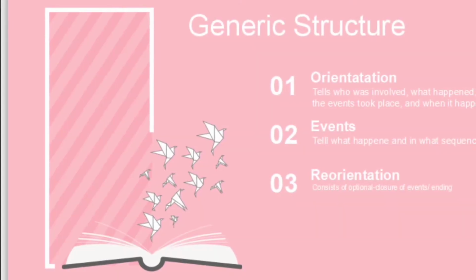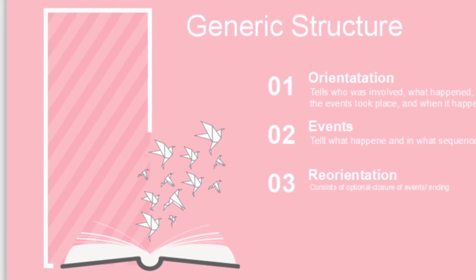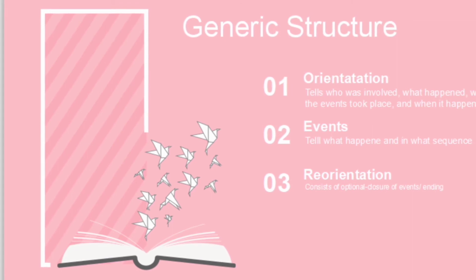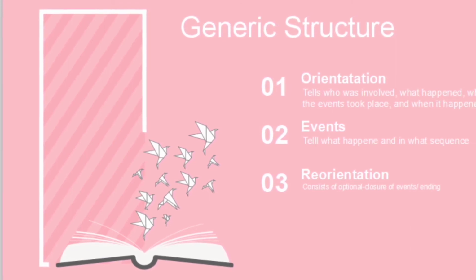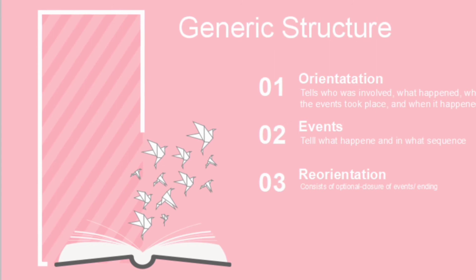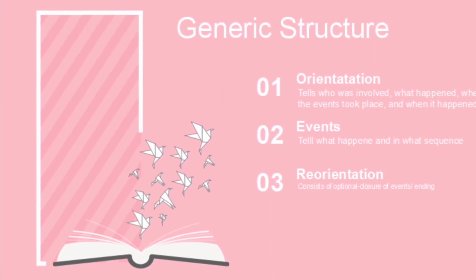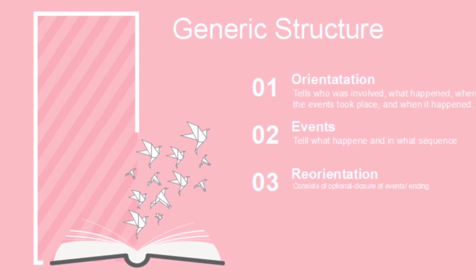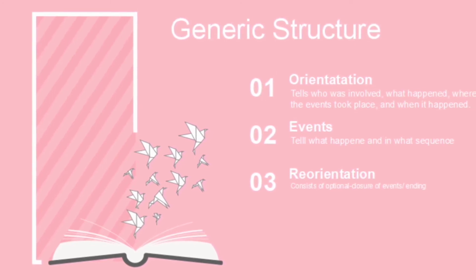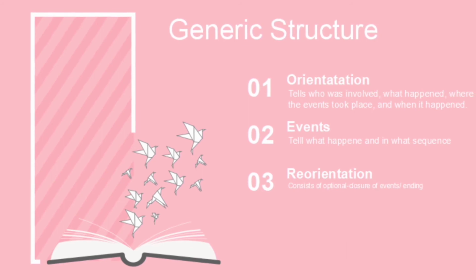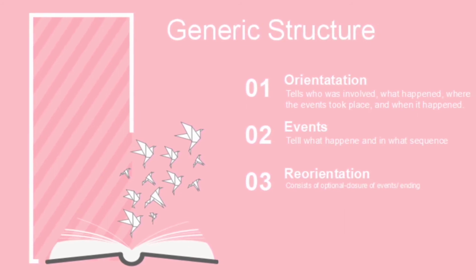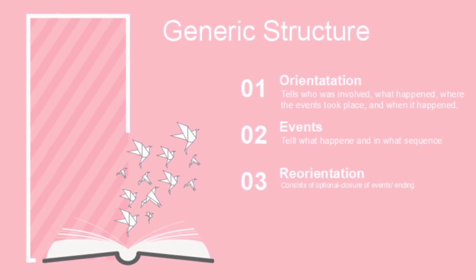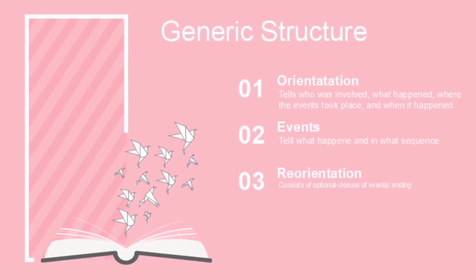Okay, the next is generic structure. The recount has 3 generic structures. The first is orientation. Orientation tells who was involved, what happened, where the event took place, and when it happened. And then the second is event. Event tells what happened and in what sequence. And then the reorientation consists of optional source of event or ending.